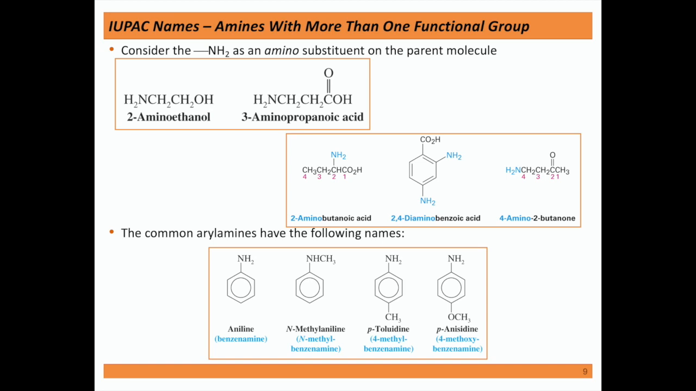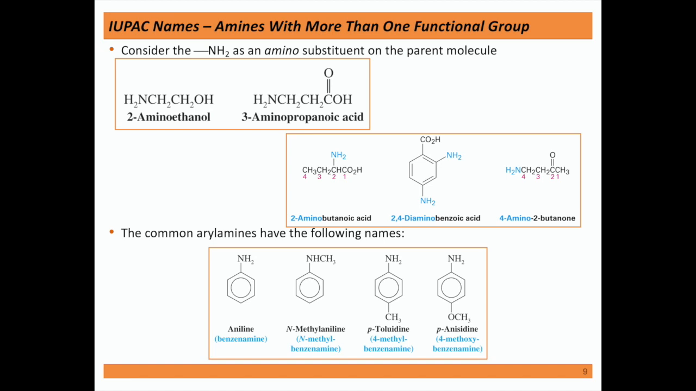And over here, we've actually got 2 nitrogens. So you might be tempted to name this as an aniline, but the higher priority is going to be a carboxylic acid. So this is known as 2,4-diaminobenzoic acid. Here we've got a ketone that's higher priority, so we number to give it the lowest number. And again, this becomes an amino substituent, 4-amino-2-butanone.